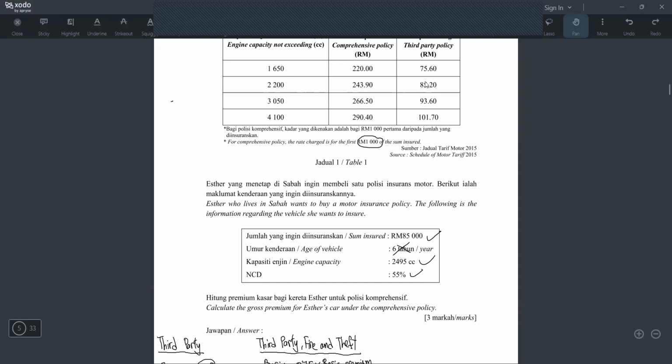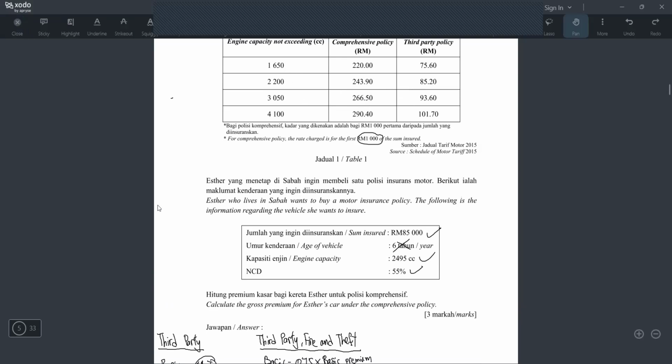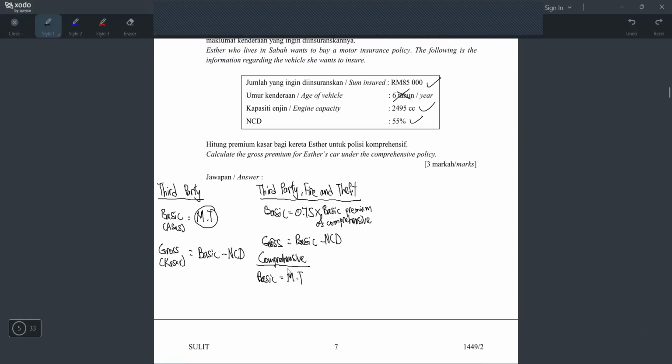You check for the CC and check for the Semenanjung or Sabah Sarawak lah, and then you baca the value. After you get your motor tariff value, you have to darab with either 26 or 20.30 times sum insured minus 1,000 divide 1,000. Sum insured minus 1,000 divide 1,000. This one also same. It means your basic premium formula is you look at your motor tariff and then you, okay, this one is not times.